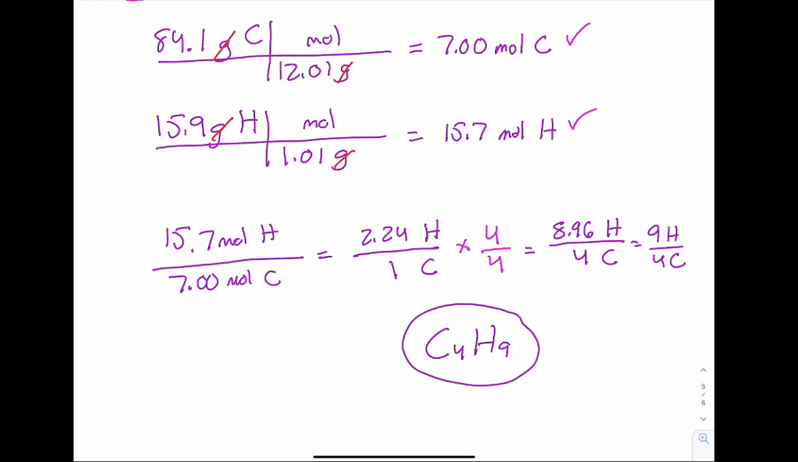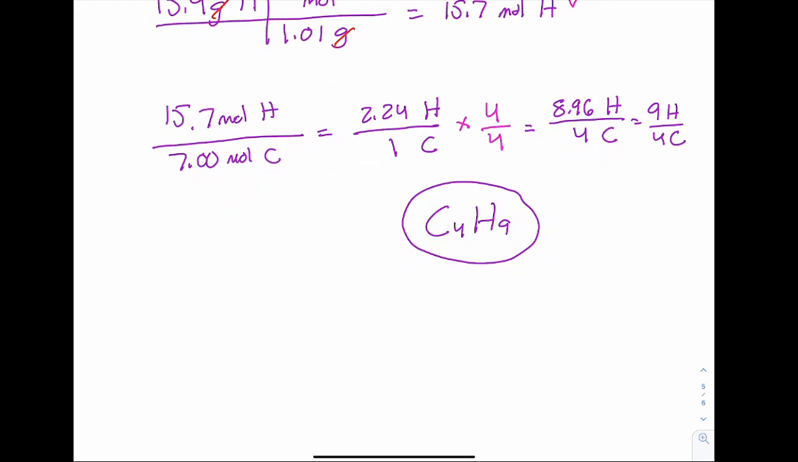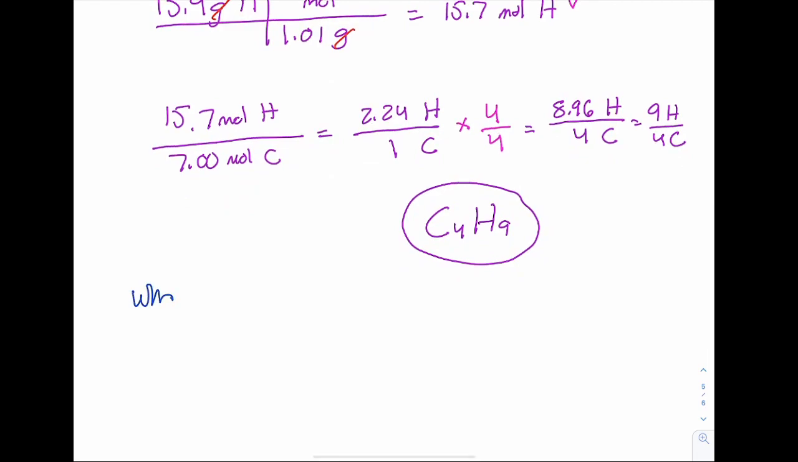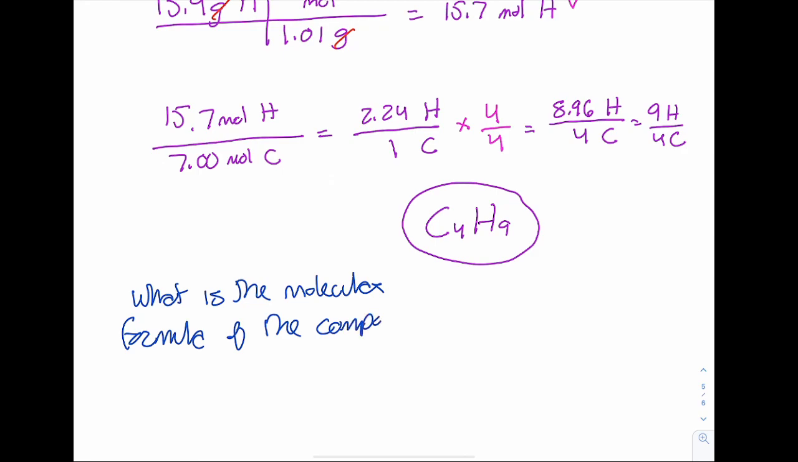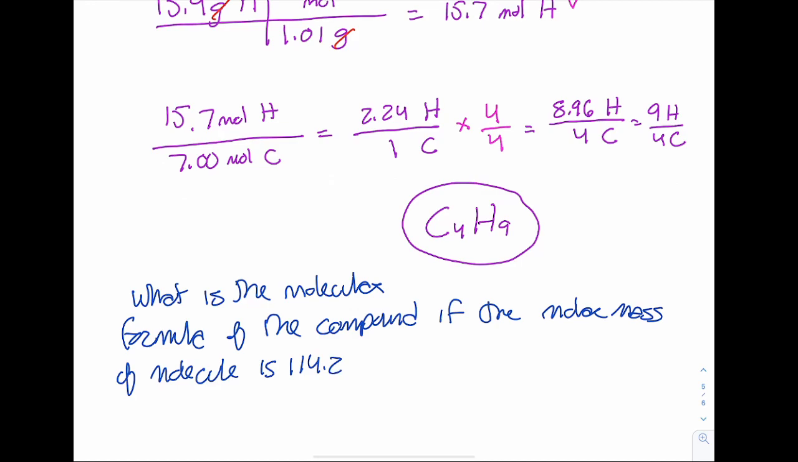We are going to add one more part to this, and that's to calculate our molecular formula. So what is the molecular formula of this compound if the molar mass of the molecule is 114.2 grams per mole? Remember, our molecular formula is not always reduced.